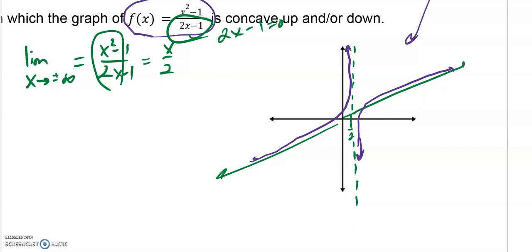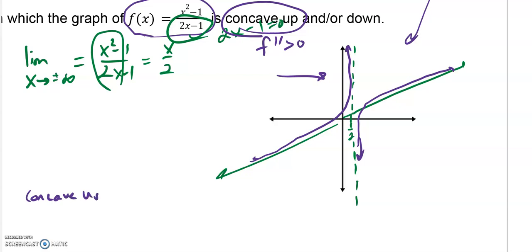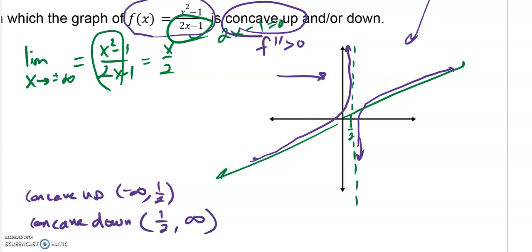Okay, now if you look in terms of concave up, that means where are my slopes increasing? Second derivative is greater than 0 where my slopes are increasing, and that is going to be on this left side right here. So it's going to be concave up from negative infinity up to 1/2, and then concave down from 1/2 to infinity. Because on this side over here, your slopes are always decreasing. They're getting smaller and smaller as you move to the right.